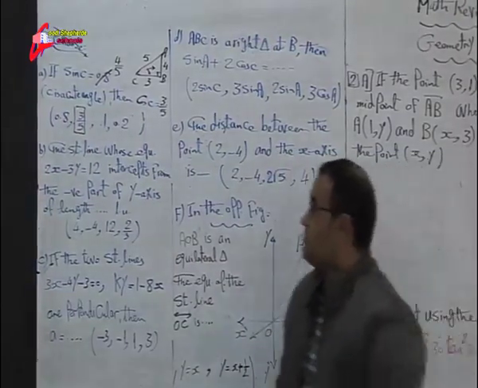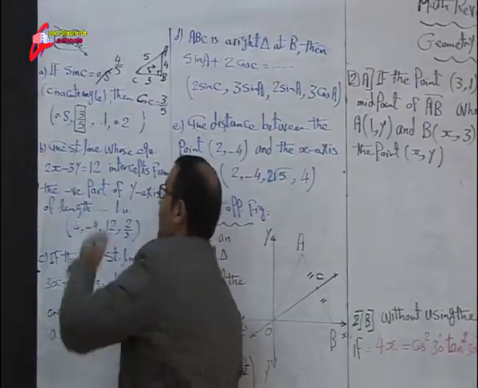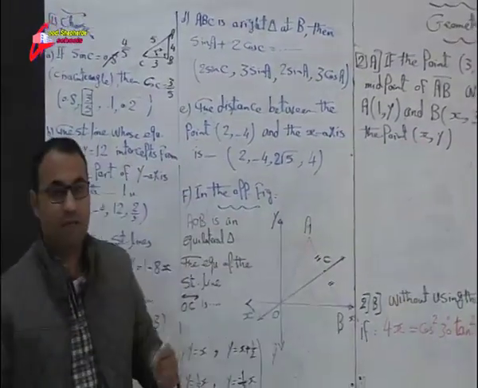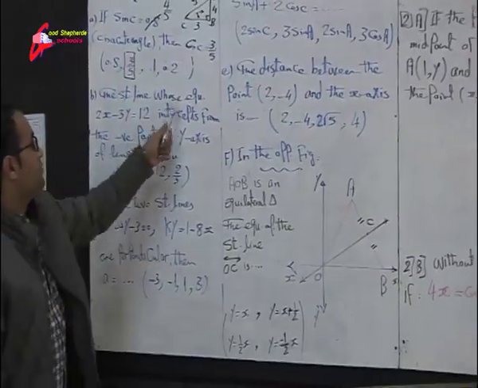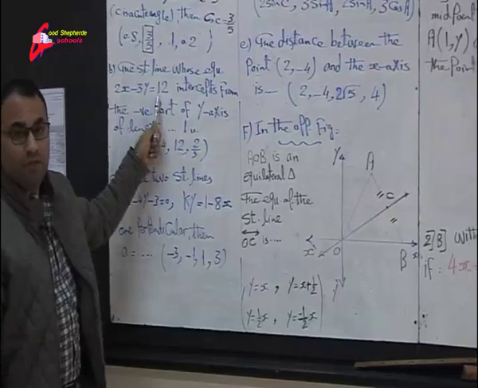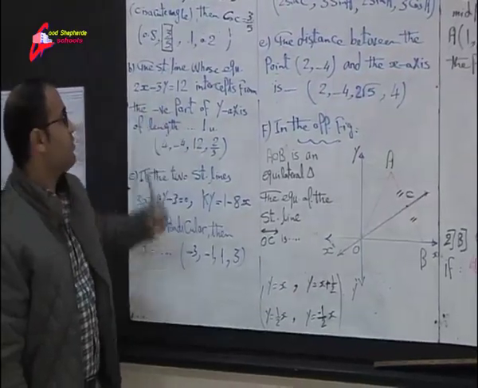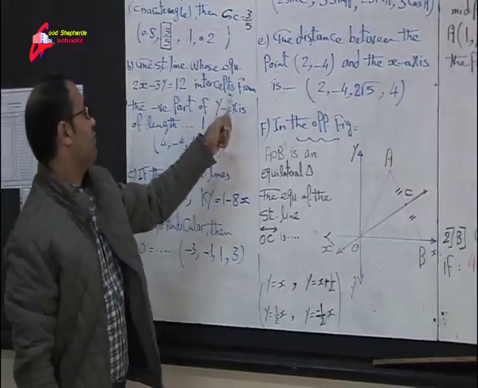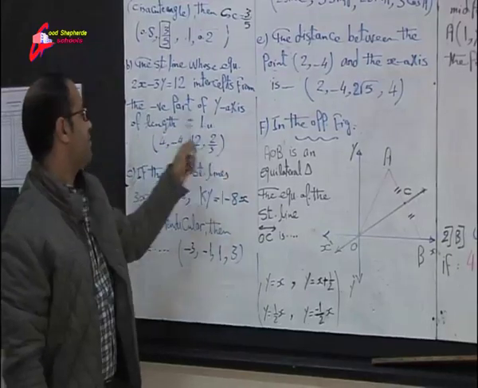Letter B. The straight line whose equation is 2x minus 3y equals 12 intercepts from the negative part of the y-axis, the length.